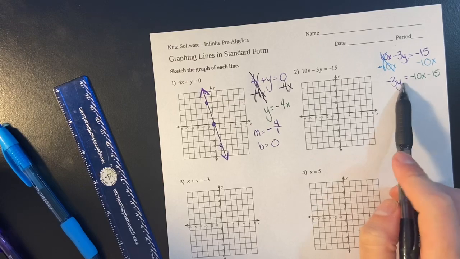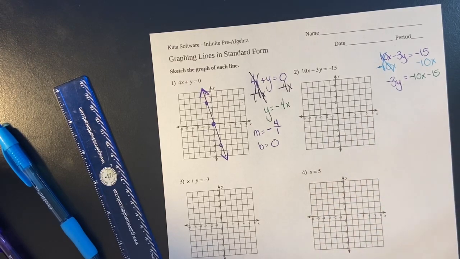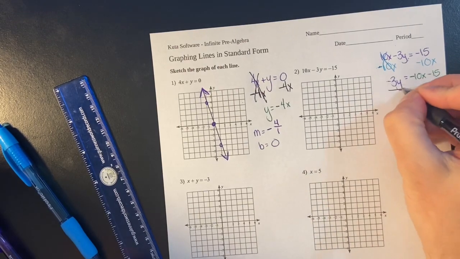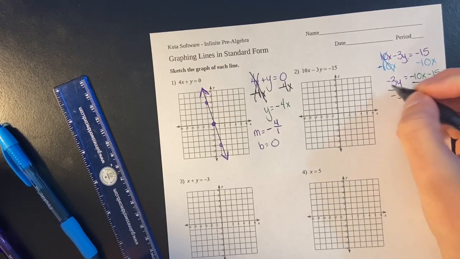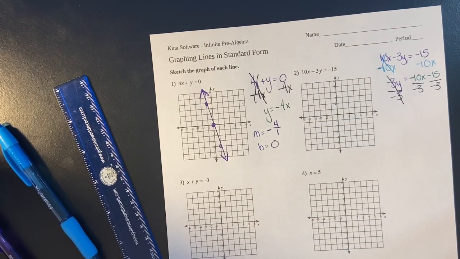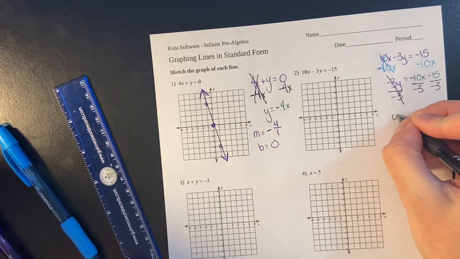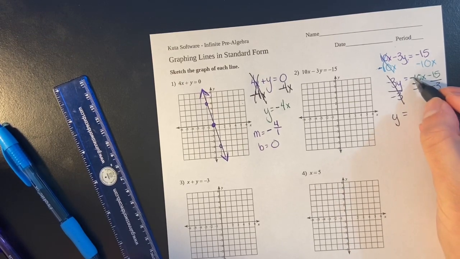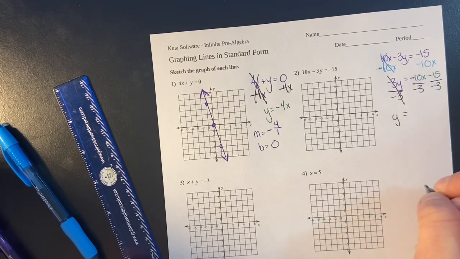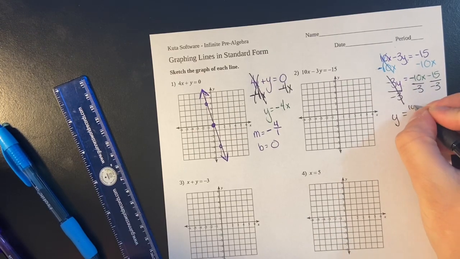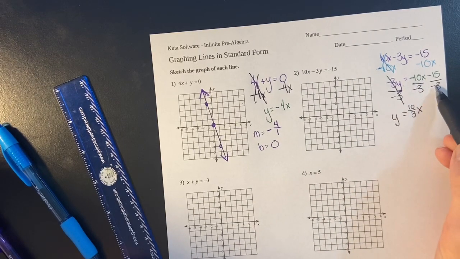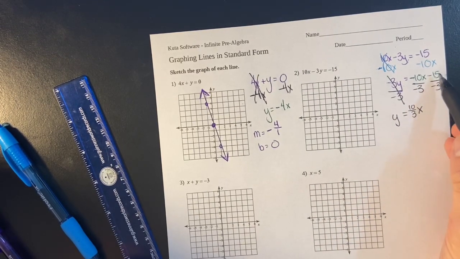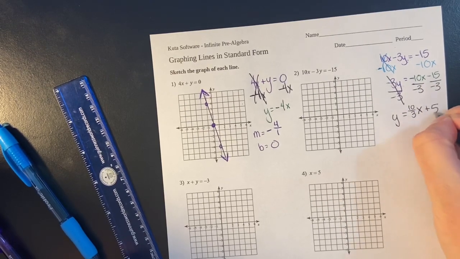Is y all by itself now? No. Negative 3 is being multiplied to y. So I'm going to divide both sides by negative 3. And when I divide by negative 3, I divide everything by negative 3. So that leaves me with y equals, a negative divided by a negative is a positive, and 10 over 3 can't simplify. So I have 10 over 3x. And negative divided by a negative is a positive, and negative 15 divided by 3 is positive 5. That's nice.